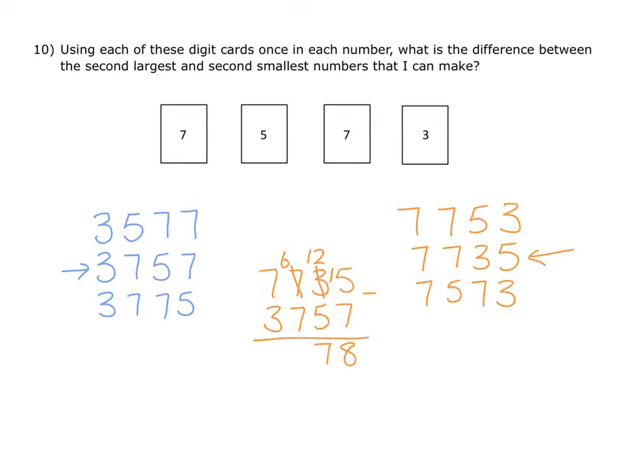6 take away 7 I can't do, so I'll decompose a 7, and I've got 16. 16 take away 7 is 9, and finally 6 take away 3 is 3. So the difference between the second largest and second smallest numbers made with those 4 digits then is 3,978.